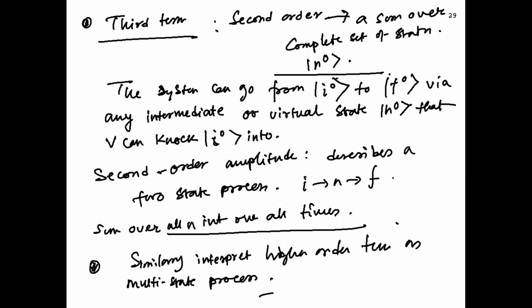So the second order amplitude is a two-step process: sum over all the intermediate states at all times, which you have to do. Similarly, you can interpret higher order terms as multi-step processes. This physical interpretation is very important. It's usually not very well explained in the book, but I want you to keep this picture in your head, so that you remember these formulas very easily and understand physically what is happening when you keep certain terms in a higher order perturbation theory.